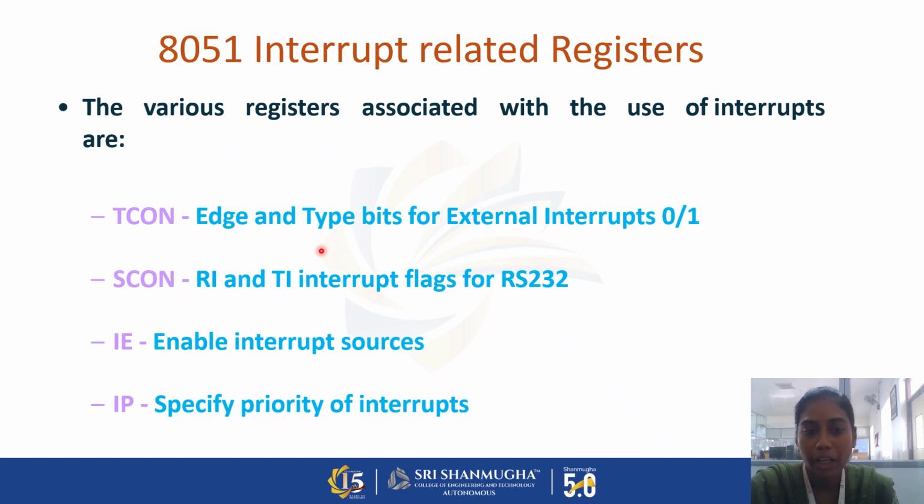IE is interrupt enable. If we don't want to interrupt the program, then we can disable the interrupt services by making the IE bit disabled. If IE is disabled, nothing will interrupt the existing program. Then IP specifies the priority of interrupts. We give the priority signal by using the interrupt priority register.